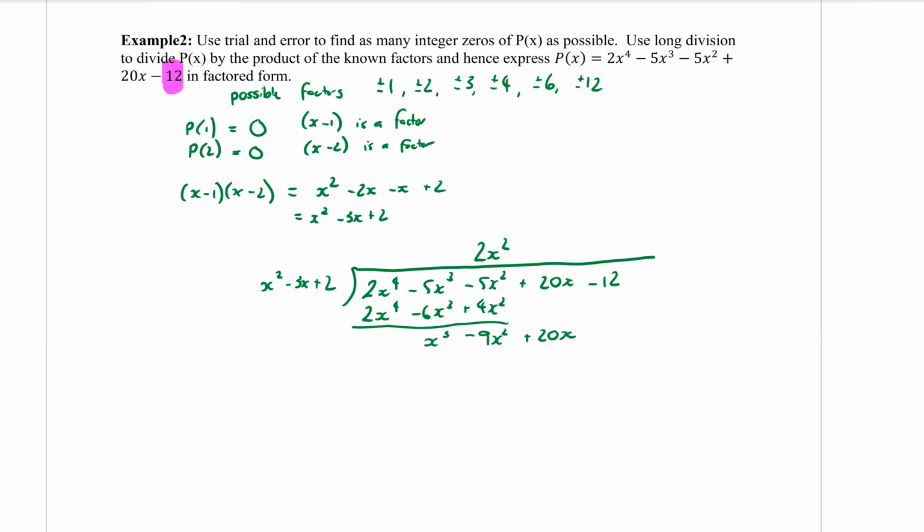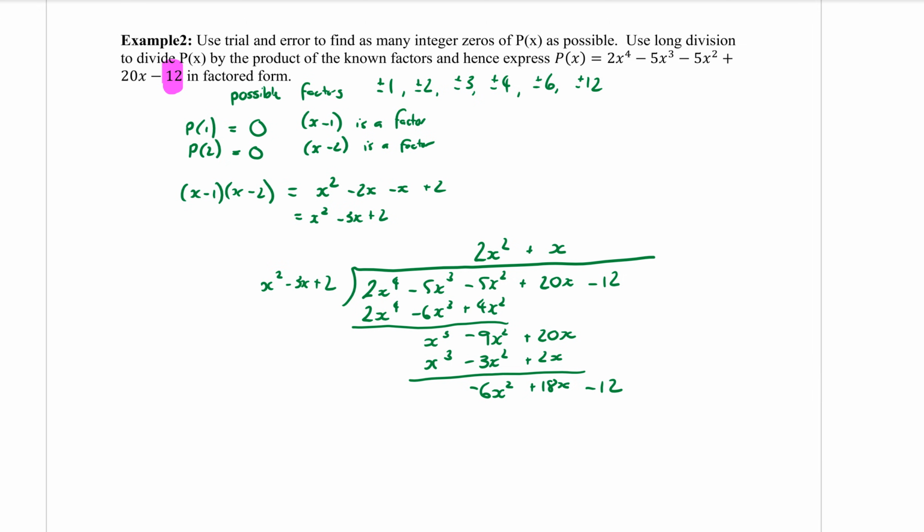Dividing the next one. x cubed divided by x squared is an x. Timesing that out is x cubed minus 3x squared, x times 2 is plus 2x. Subtract. Minus 9 minus minus 3, so plus 3, is minus 6x squared. 20 minus 2 is 18x, and bring down the minus 12.